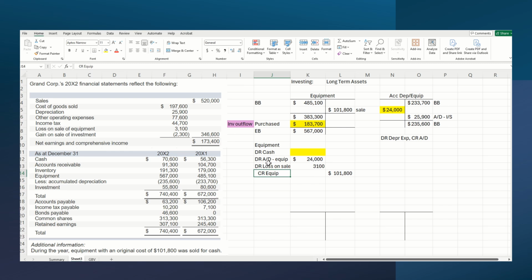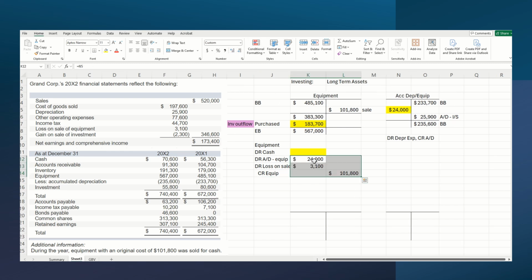So now all I have to do to figure out the cash is to balance this journal entry. So in my journal entry, I have 101,800 here on the cost of equipment sold, minus my accumulated depreciation on that equipment sold, minus that. My cash that I got on the equipment sale is $74,700. So this is going to be an investing inflow. Somebody bought our equipment, we got cash in for that.